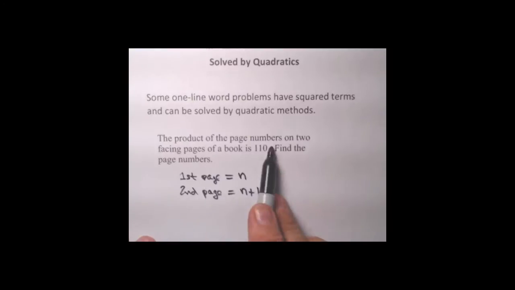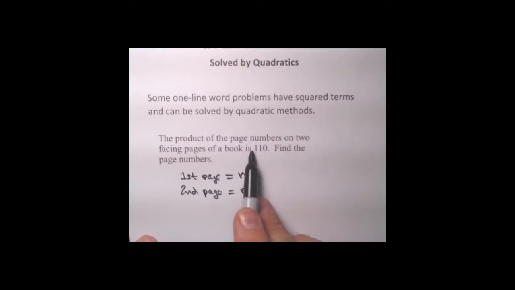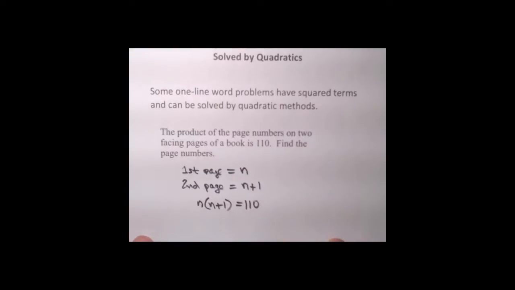Now it says the product of these page numbers equals 110. So N times N plus 1 equals 110. Let's multiply out the left side. We've got to get rid of the parentheses. N times N is N squared. N times plus 1 is plus 1N. Since this is a quadratic, let's move the 110 over, so minus 110 equals 0.